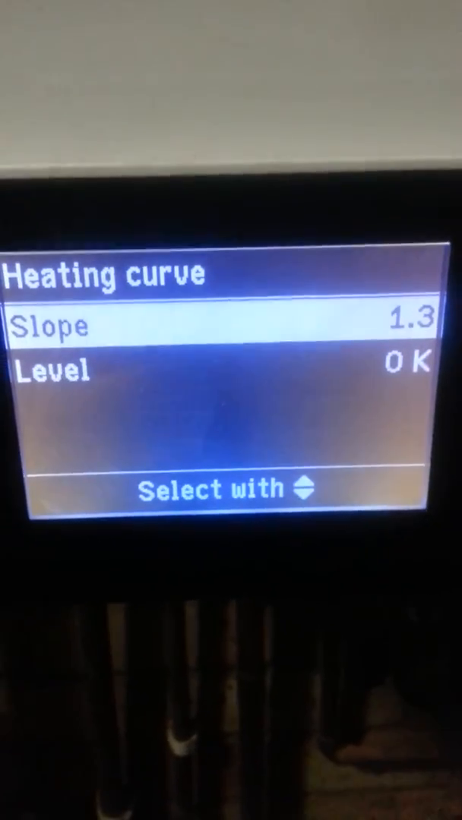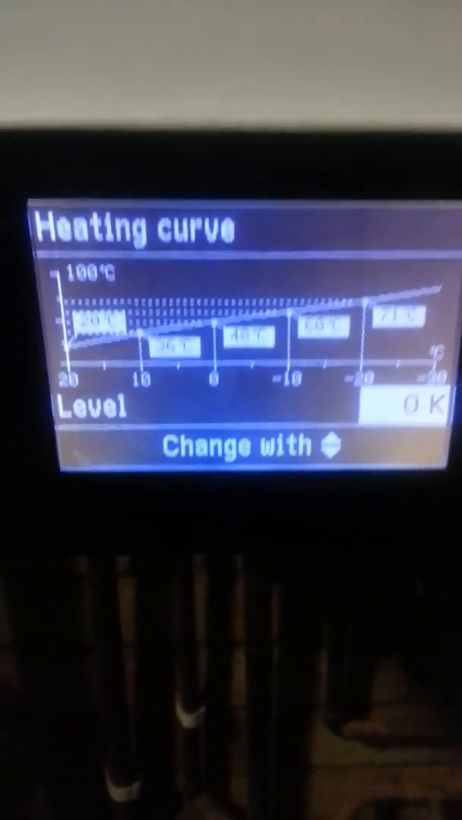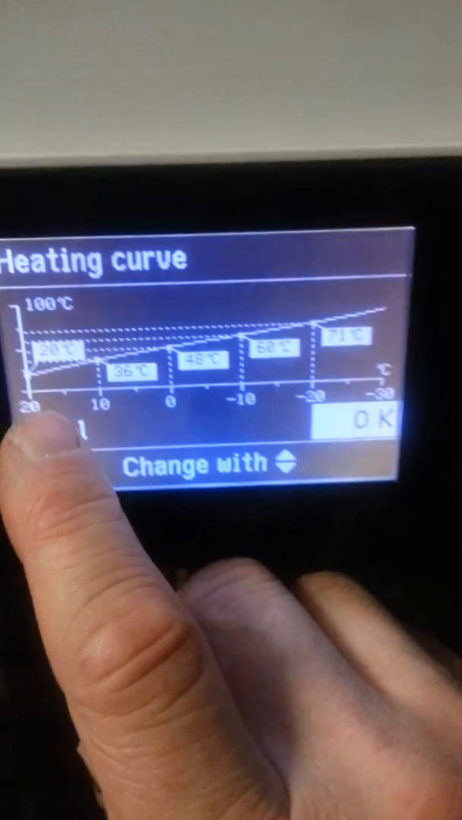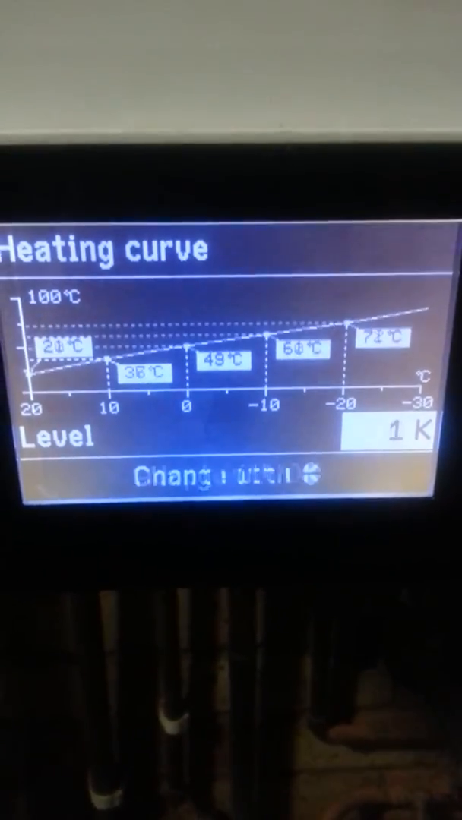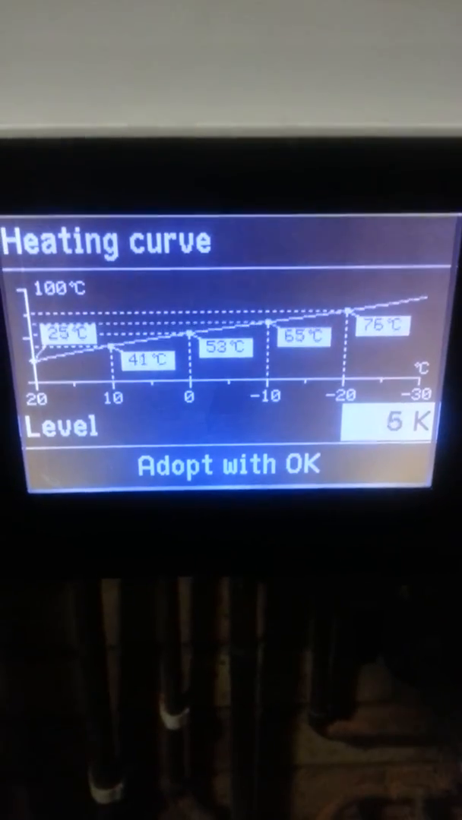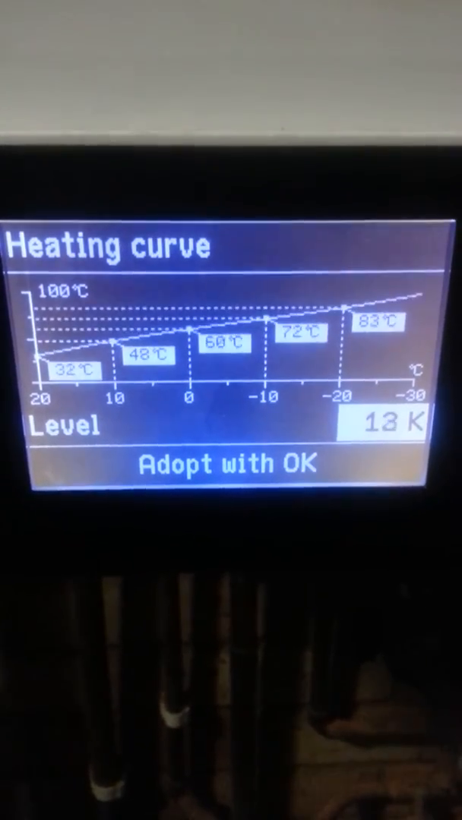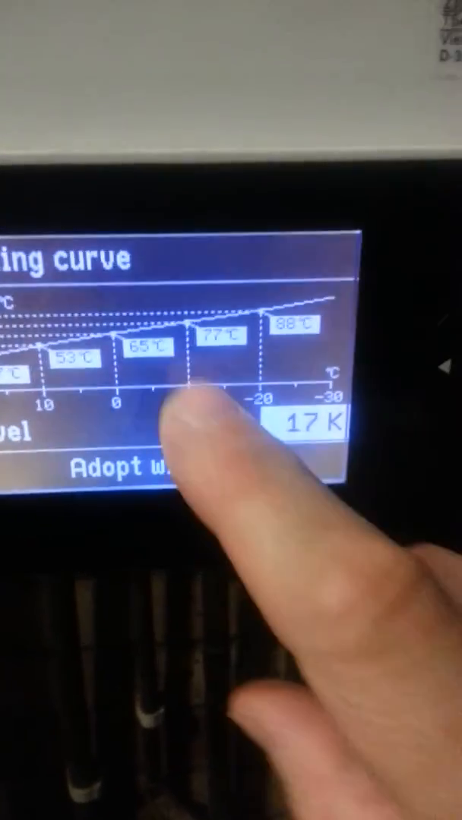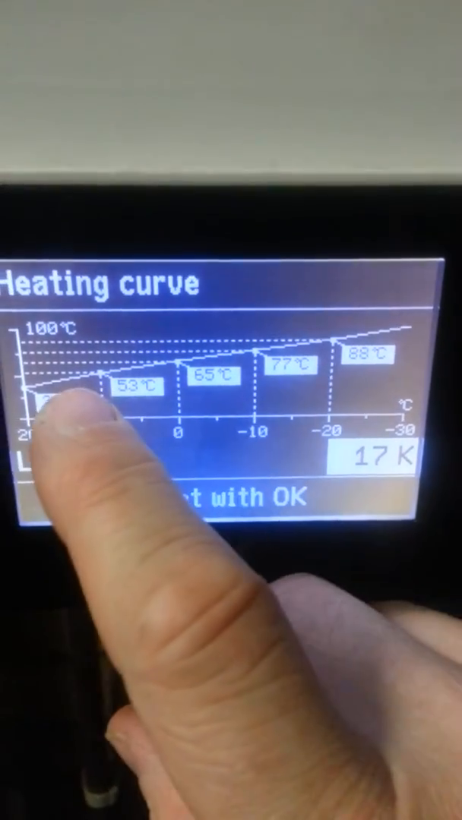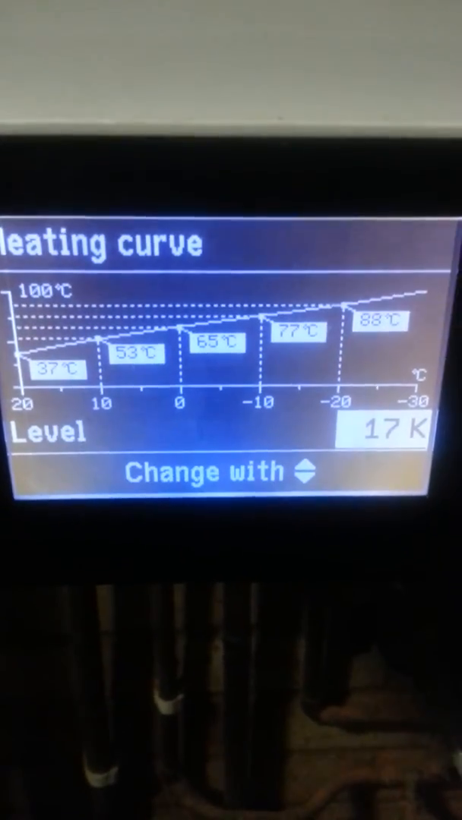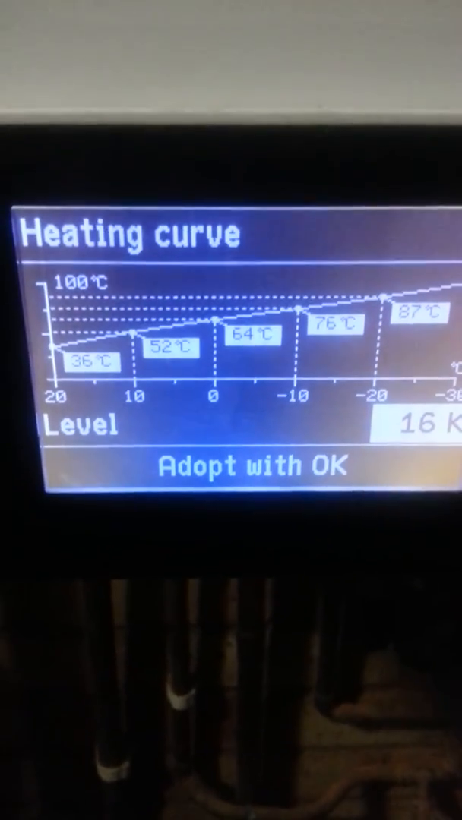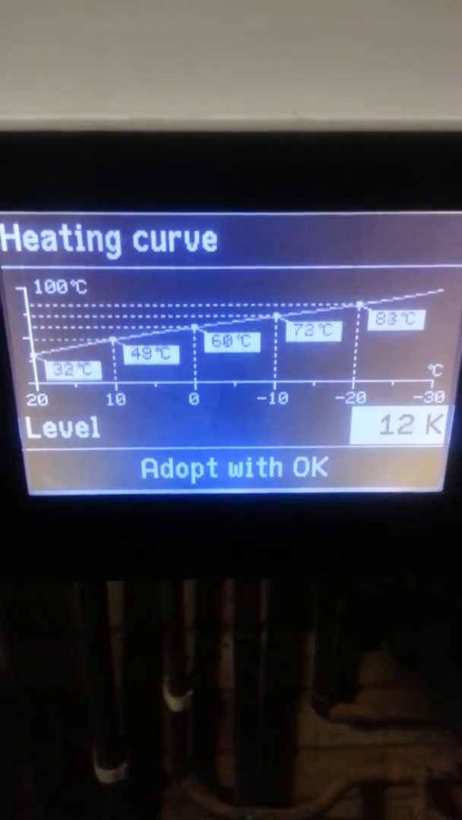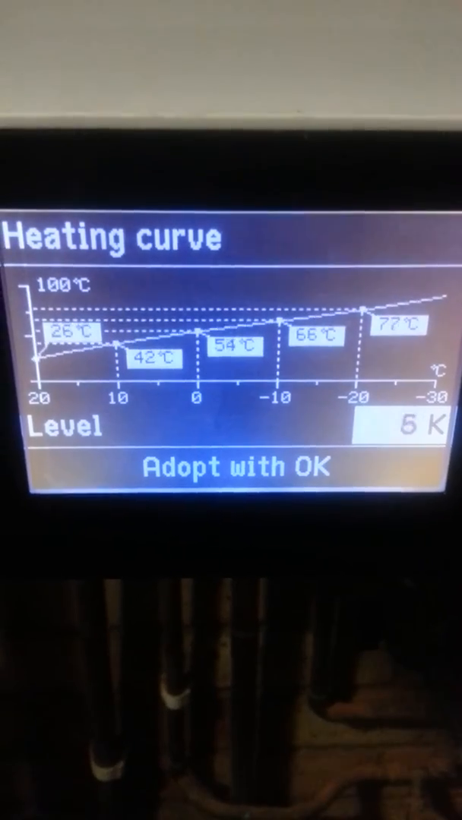If I go back and go into level, you can see here that the intersect point is 2020. Now what the Viessmann 100 does is basically adjust this shift up there, and if you can see that, it means that to get the temperature right at one setting, it's going to be wrong at another one. So that's really not very smart at all. So let's just get this back down where we started.